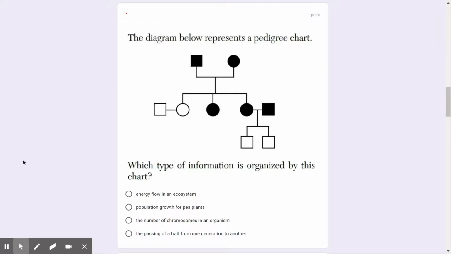The diagram below represents a pedigree chart. Which type of information is organized by this chart? Energy flow in an ecosystem, population growth for pea plants, the number of chromosomes in an organism, or the passing of a trait from one generation to another.